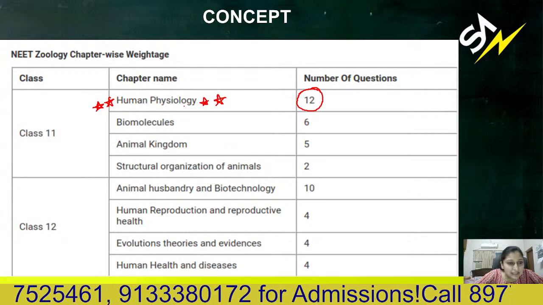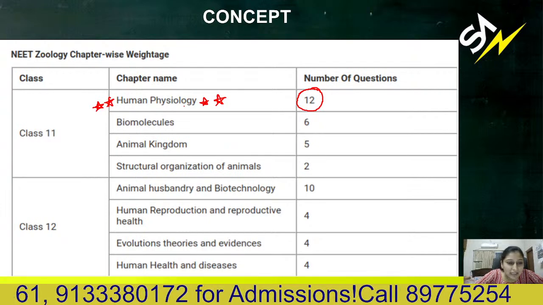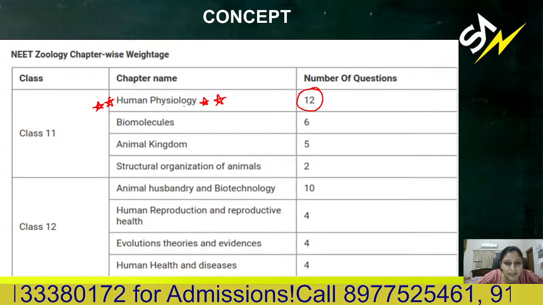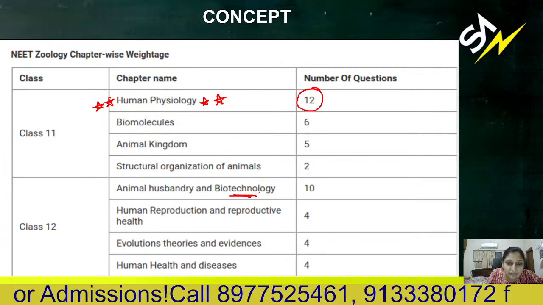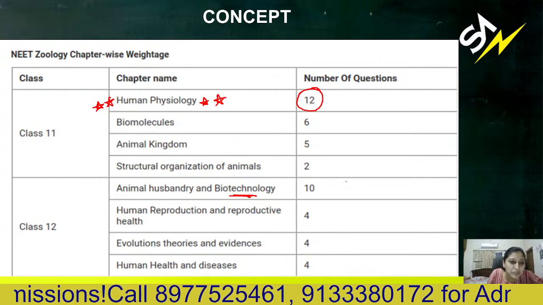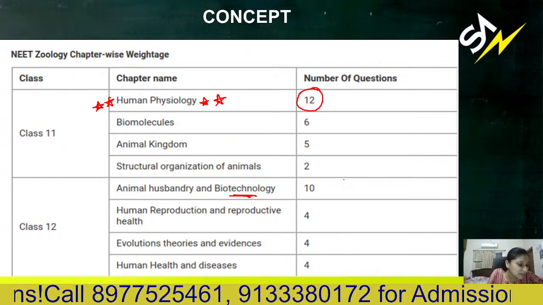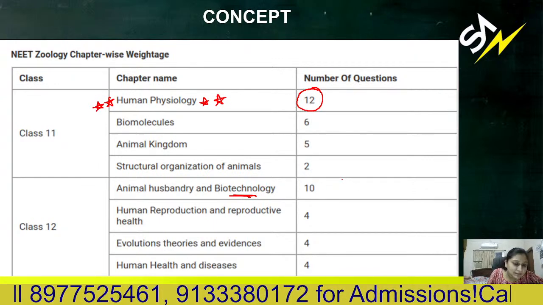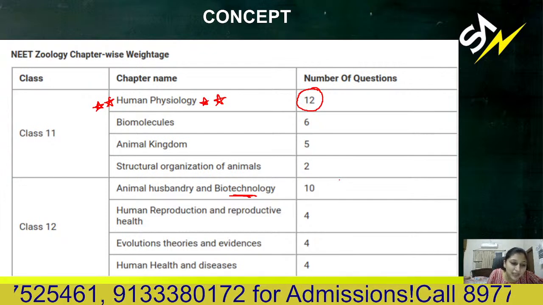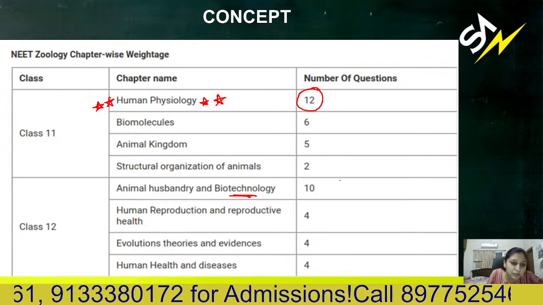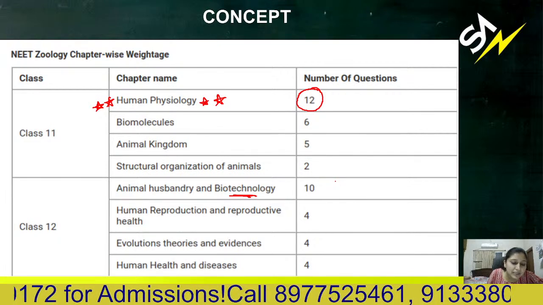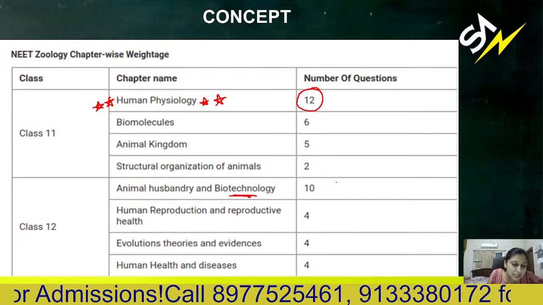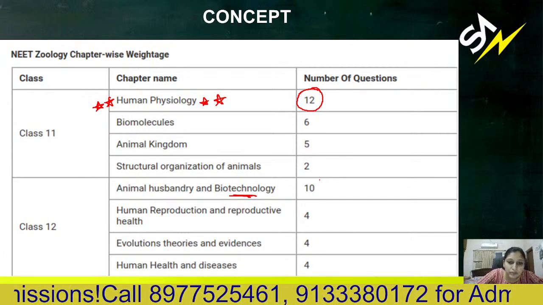Then animal kingdom, structural organization of animals, animal husbandry, biotechnology, again biotechnology. Very, very, very important unit. 10 questions you'll get from this, from 2 chapters only. Then human reproduction and reproductive health, 4 questions. Evolution theories and evidences, 4 questions. Human health and diseases, 4 questions.